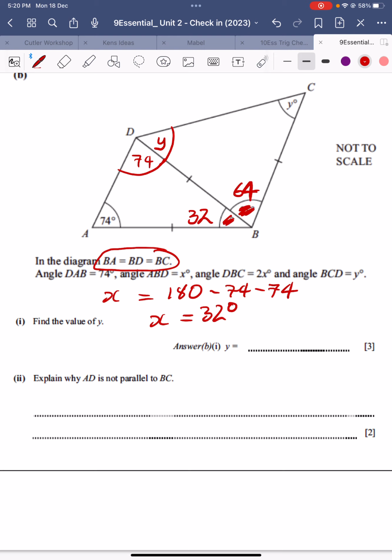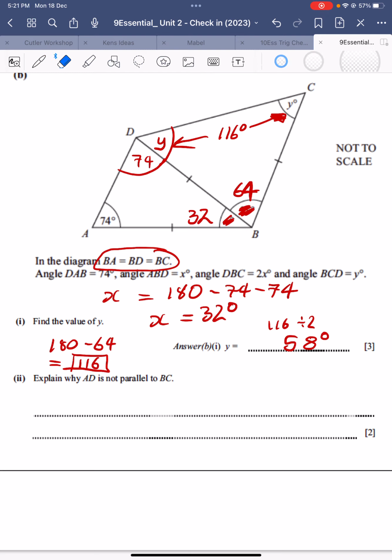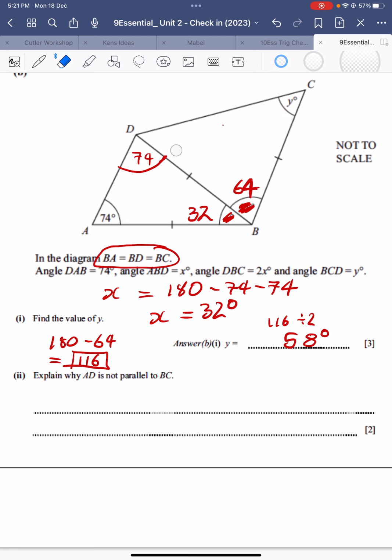And we can see now that for angle Y, 180 minus the 64 is equal to 116. So 116 degrees has to be split equally between the Y and the Y. So we divide by 2. 116 divided by 2 is 58 degrees. Once we've got those angles in here, we can put 58 in this place, and we can put a 58 in this place.